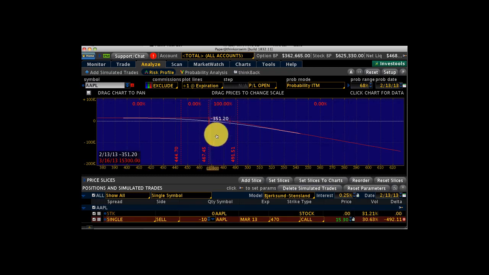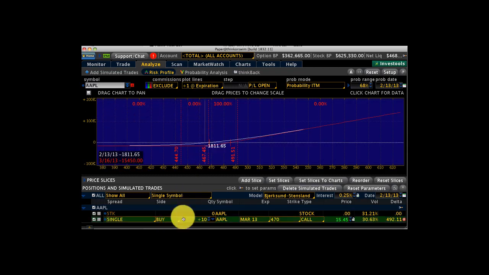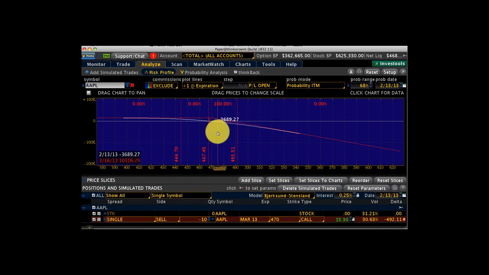So if you recall, the buyer had limited losses until here. So the seller has limited profits until the same point. And then the buyer has unlimited profits on the upside, and therefore the seller will have unlimited losses on the same side. So if Apple continues to go up, the seller is going to see unlimited losses.